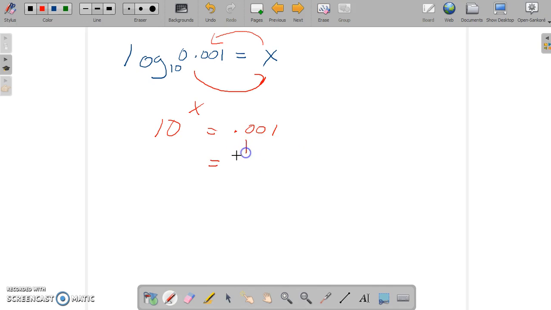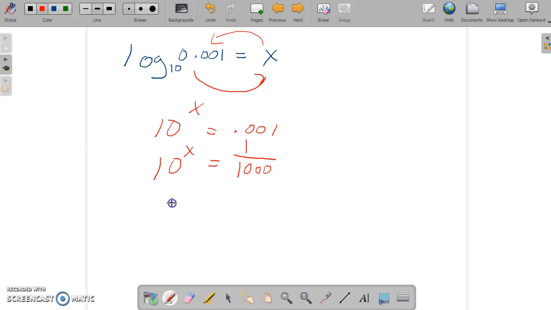So I would rewrite this as 1 over 1,000, because that's what that is, 1/1000ths, correct? So that's 10 to the x power. Now we know that 10 to the third power is 1,000, right? But what would give you 1 over 1,000? That's where a negative exponent comes in.